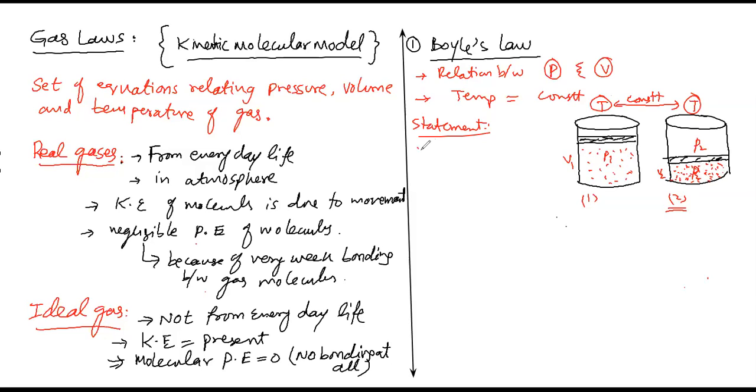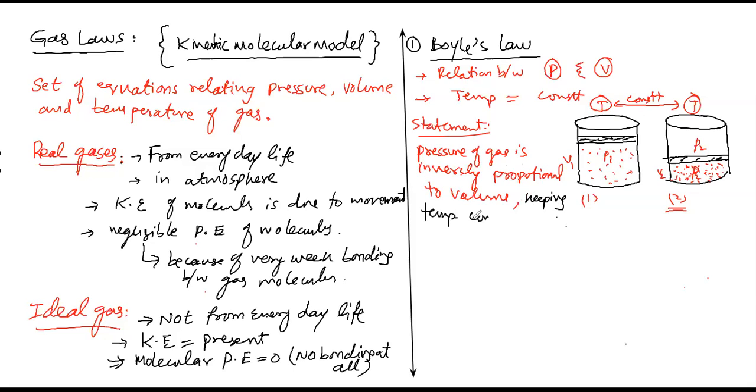So the statement is that the pressure of a gas is inversely proportional to volume, and there is a condition for every law: keeping temperature constant. You have to keep the temperature of the gas constant. So the statement is pressure is inversely proportional to volume, keeping temperature unchanged. You can't change the temperature. You can write over here, temperature is unchanged.